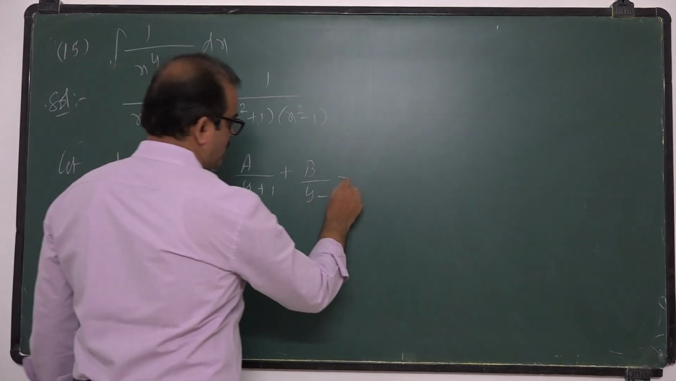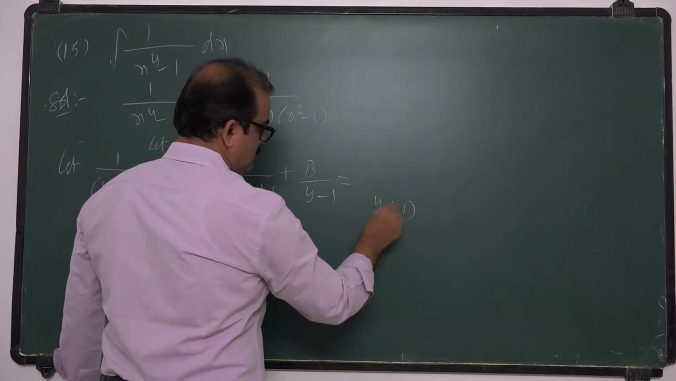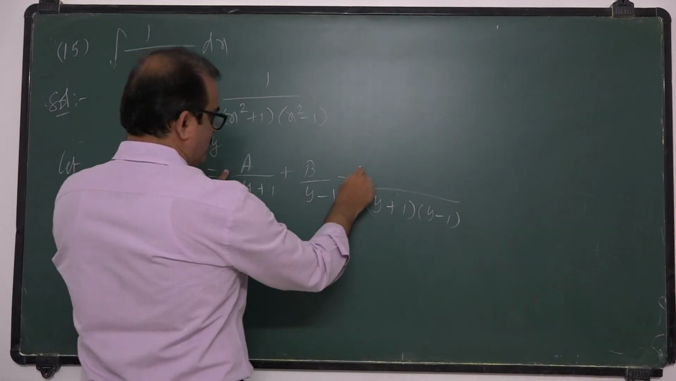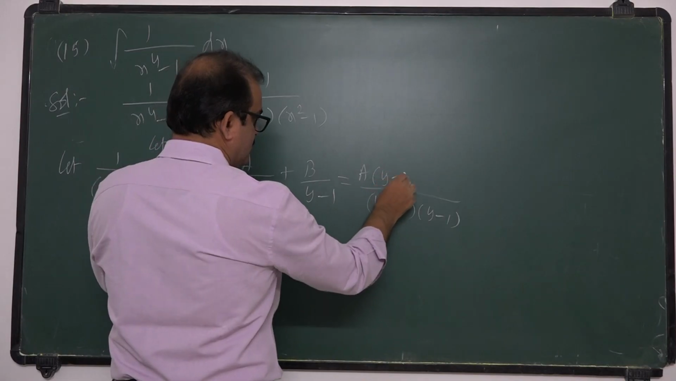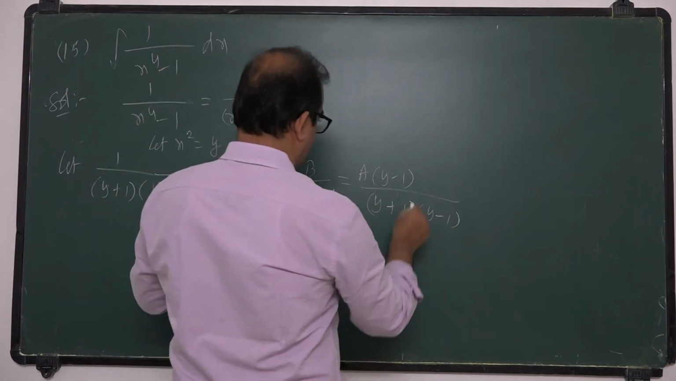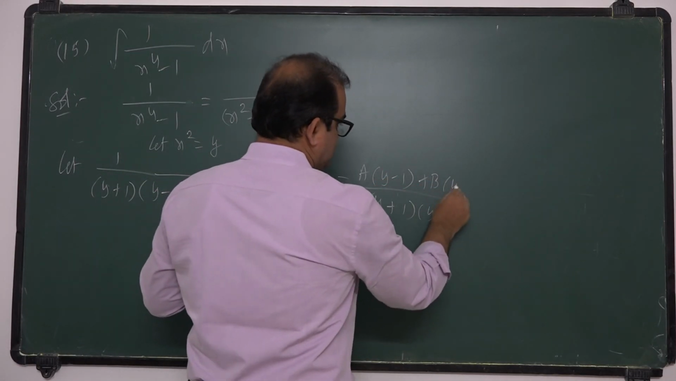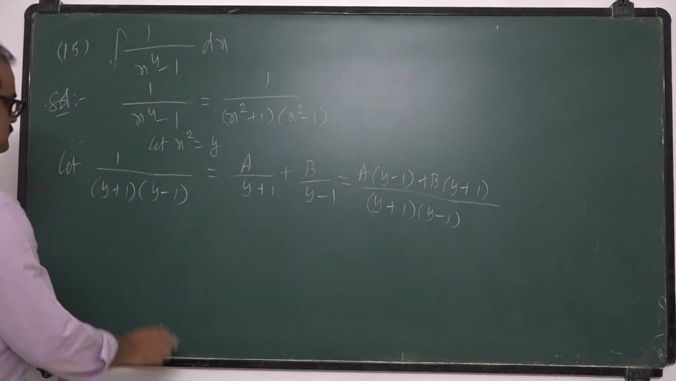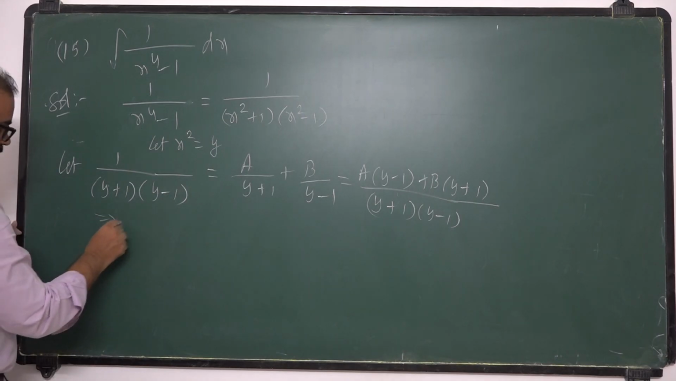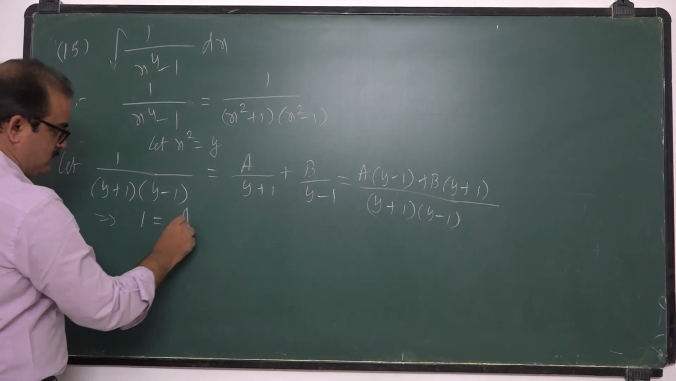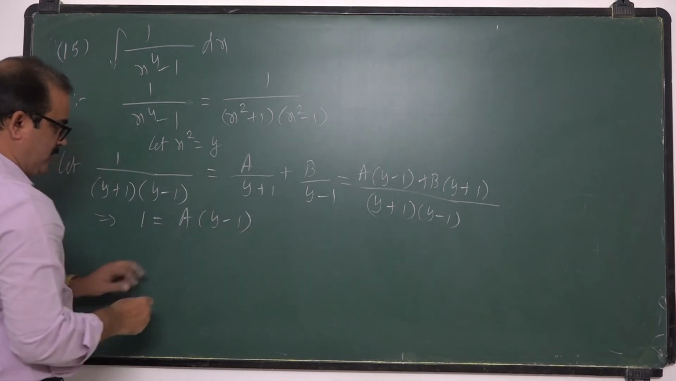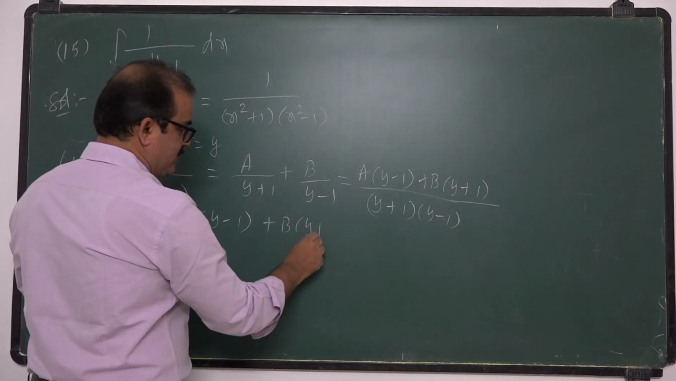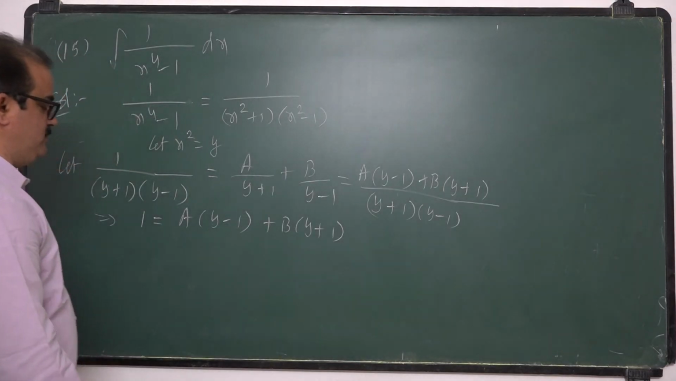What is the LCM of this? (y plus 1) into (y minus 1). In the numerator we get A into (y minus 1) plus B into (y plus 1). Compare the numerators. 1 is equal to A into (y minus 1) plus B into (y plus 1).